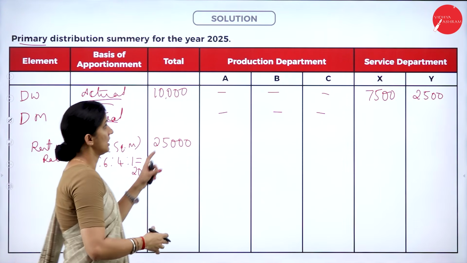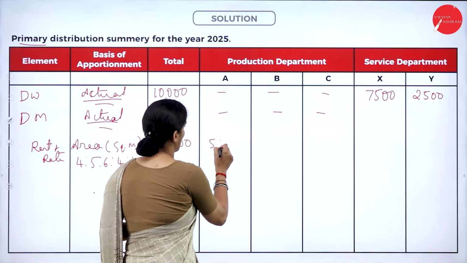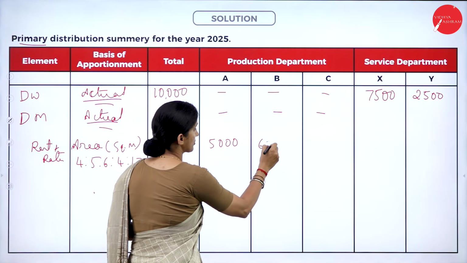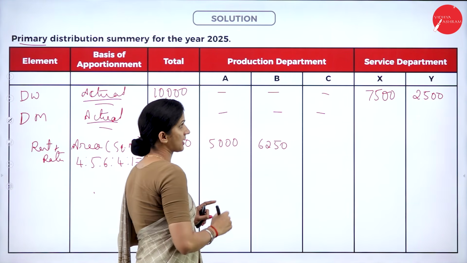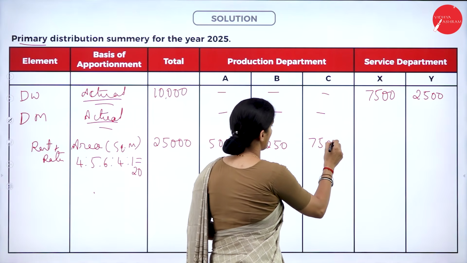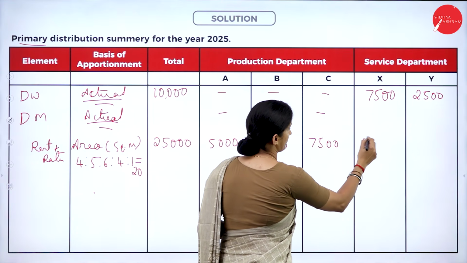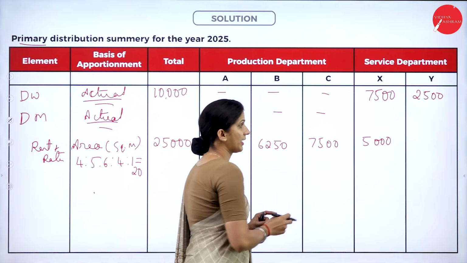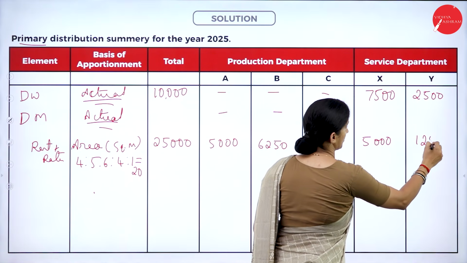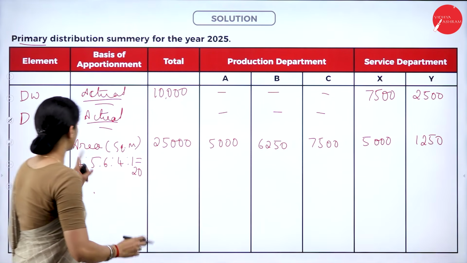So we'll allocate. So for A it will be 5,000. Then for B, it is 6,250, and then for C, 7,500. Then for X, it is 5,000, and then for Y, it is 1,250. So we have allocated the rent.